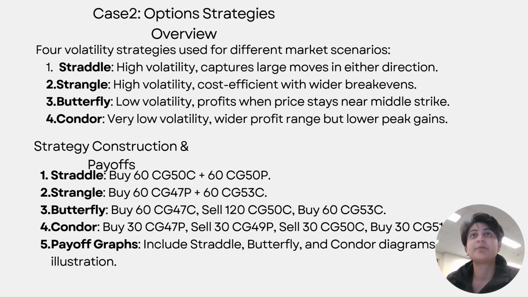The butterfly was a bit more complex. We bought calls at the lower and higher strikes and sold double the contracts at the middle strike. And this structure gives us a sharp profit peak at the target price. The condor extends this further, and it involves buying and selling multiple options at 4 different strike levels, creating a flatter but wider profit zone. And all of these 4 strategies were implemented over the same time frame and designed to reflect different market views.